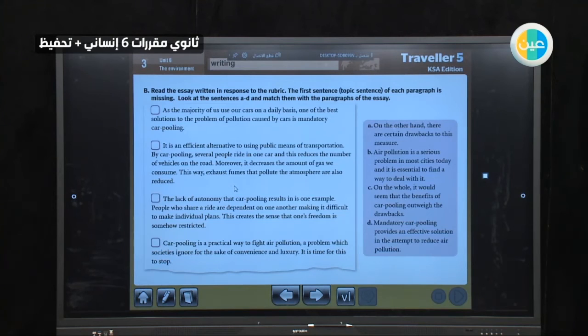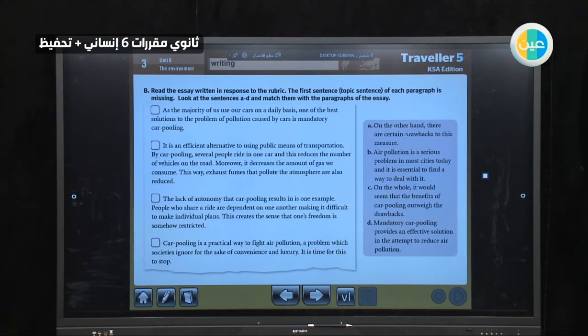And he thinks that society never thinks about it or is against it for the sake of convenience and luxury. It's time for this to stop. Okay. Let's go for the topic sentences.